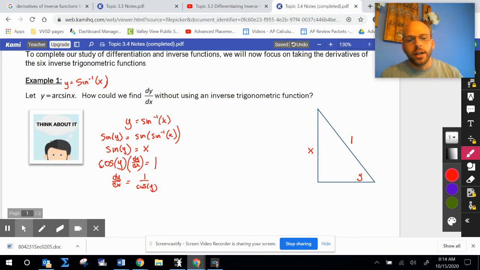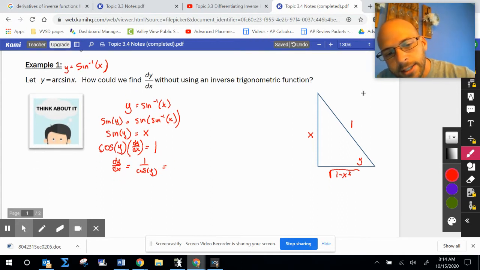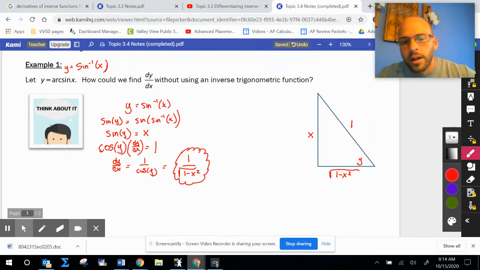I want to show you where this cosine of y comes into play, because cosine of y is adjacent over hypotenuse. So if you come back to my triangle, if this is x and this is 1, then using the Pythagorean theorem, I know this has to be the square root of 1 minus x squared. So the cosine of y is saying 1 over the square root of 1 minus x squared, and that is the derivative of sine inverse. Again, that's the little proof. Now, I don't expect you to have to be able to prove that on College Board, but I do want you to understand how I get it.